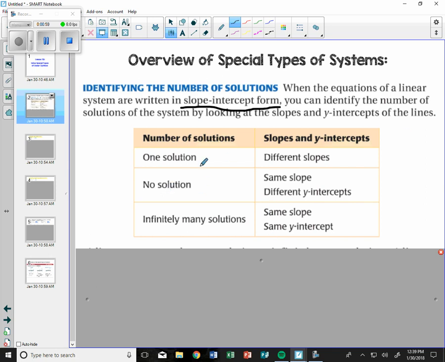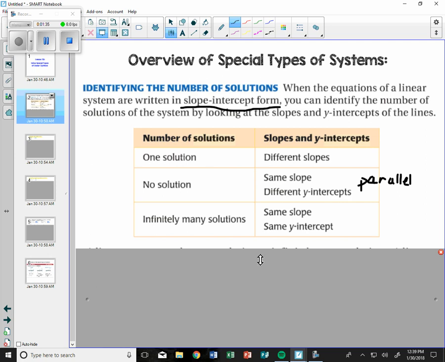If you have one solution, then they have different slopes, and they could also have different y-intercepts. They're completely different lines. If there's no solution, that means they have the same slope and different y-intercepts. This means that the lines are always parallel because they will not cross over each other. And then infinitely many solutions, they have the same slope and the same y-intercept. Basically, they are the same line.